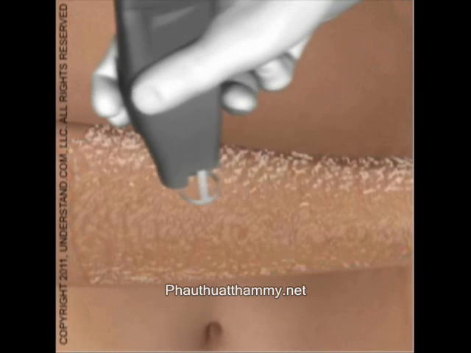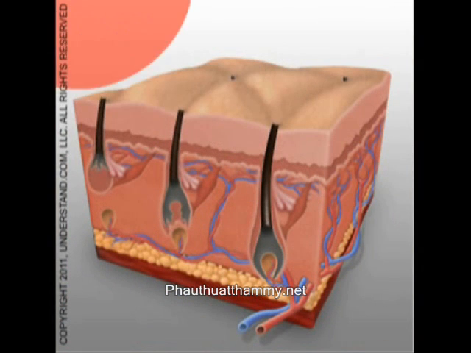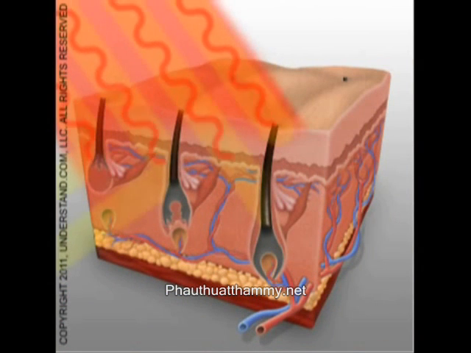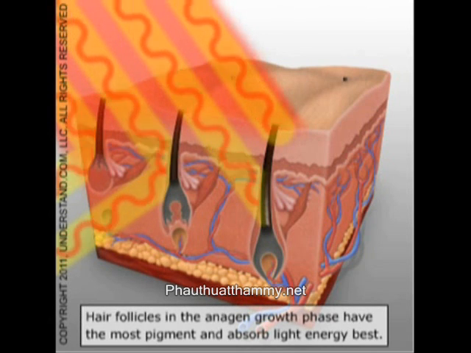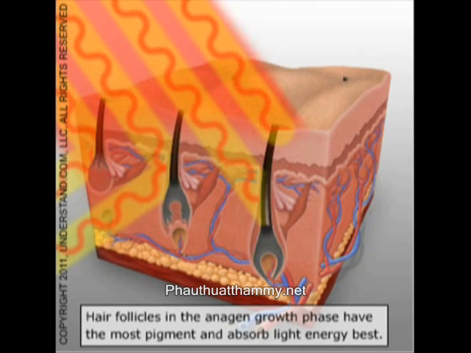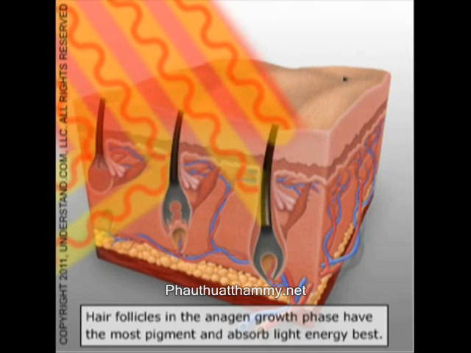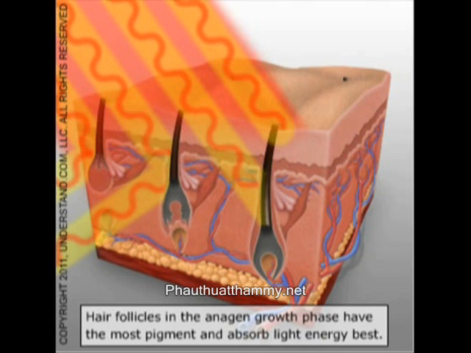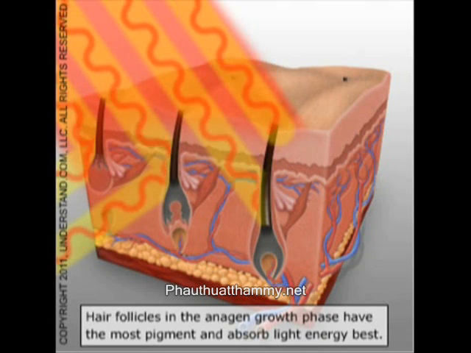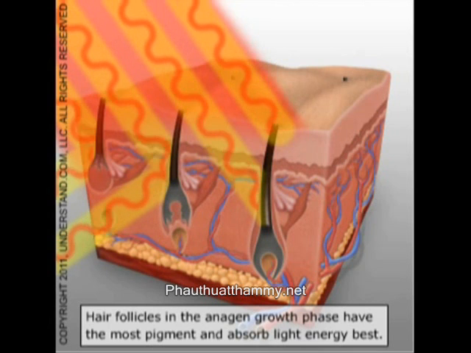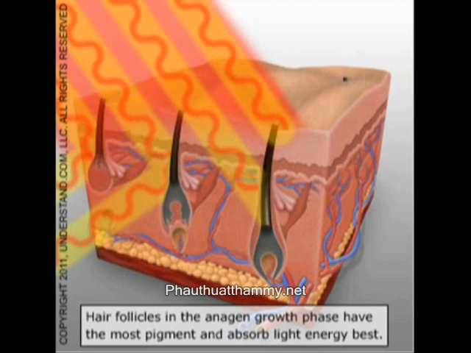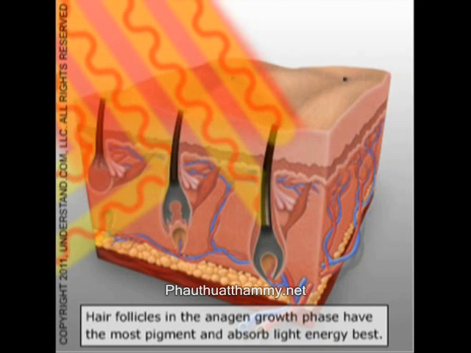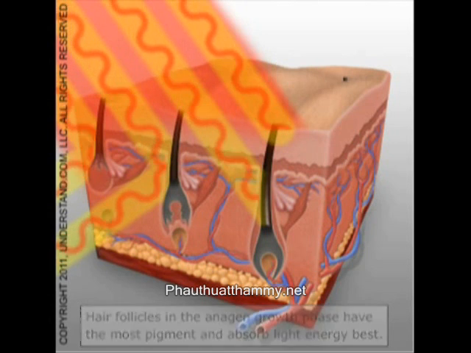As the laser pulses intermittently, it delivers light energy, which travels through the skin and is absorbed by the hair follicles. Hair follicles in the anagen growth phase have more pigment than follicles in other inactive phases of the growth cycle. Therefore, they are able to absorb the light energy delivered by the laser. Those hair follicles that absorb energy or heat from the laser will be damaged. Hairs that were present in the follicles at the time of treatment will fall out, and future hair growth will be impaired.